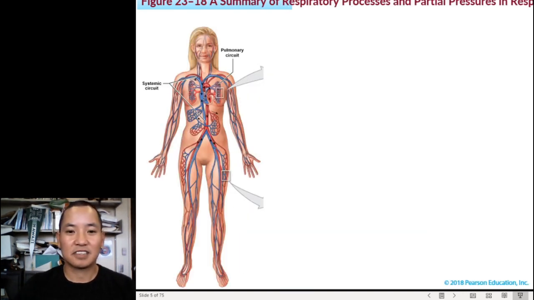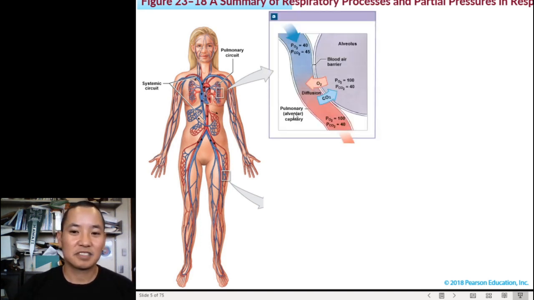All right, so this is very general, it's not completely anatomically correct, but it's just showing you the pulmonary and systemic circuit. Remember, that's why you have separate chambers, the left and right side of your heart. So we're going to talk about, okay, how does that oxygen actually get into your blood? How do you remove carbon dioxide from your blood?